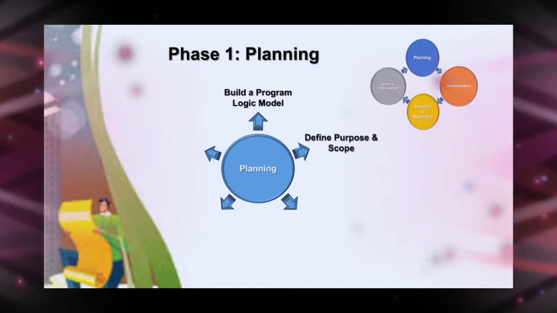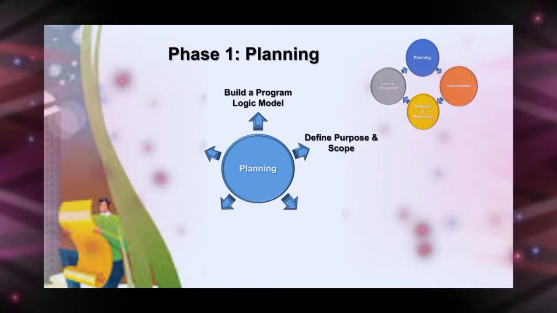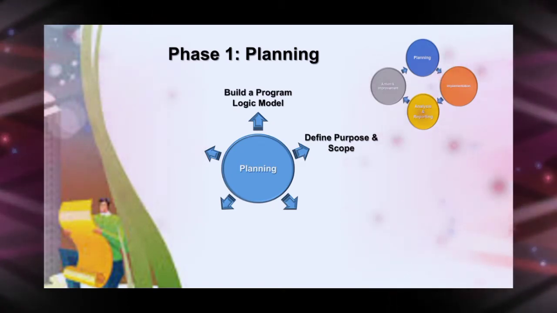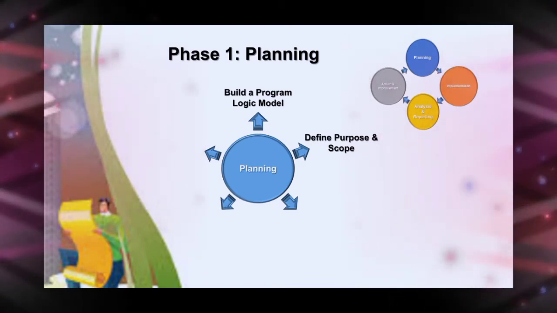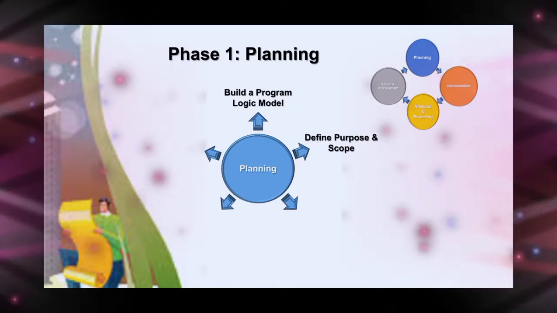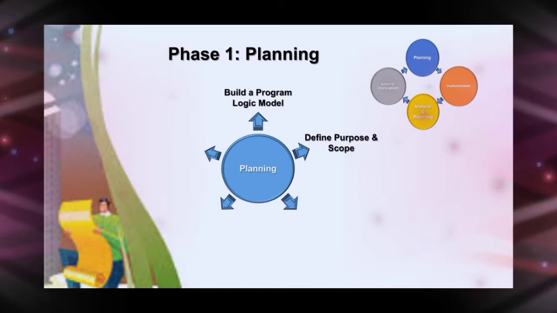Second step is define purpose and scope. Each evaluation should have a primary purpose around which it can be designed and planned. Why is the evaluation being done? What do you want to learn? How will the results be used or by whom? Additional things to consider are specific program requirements and resources available to carry out the evaluation.